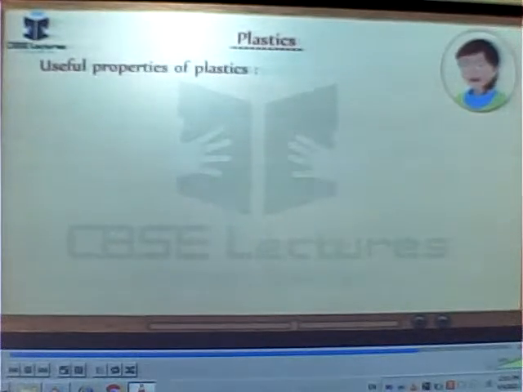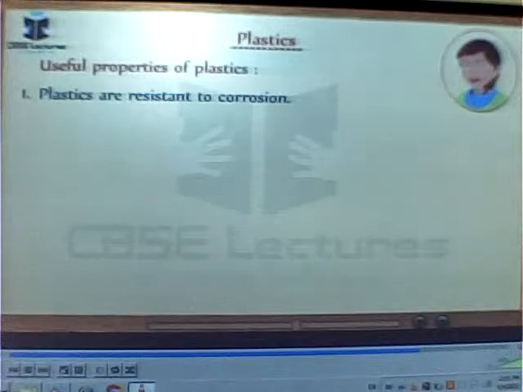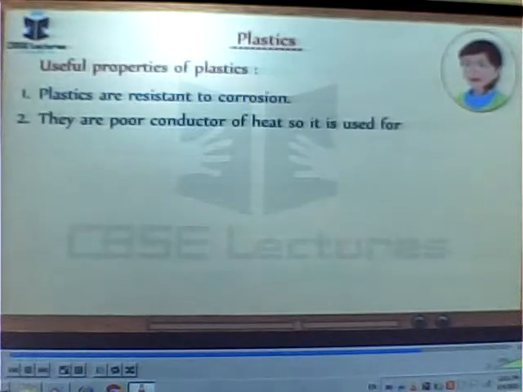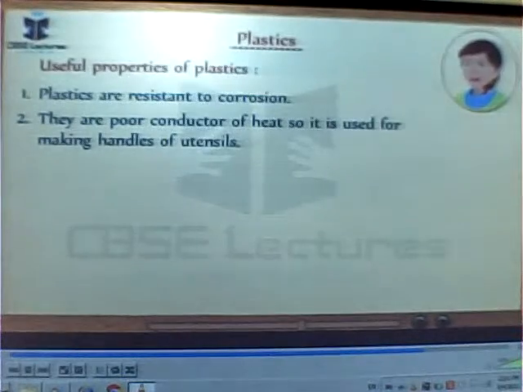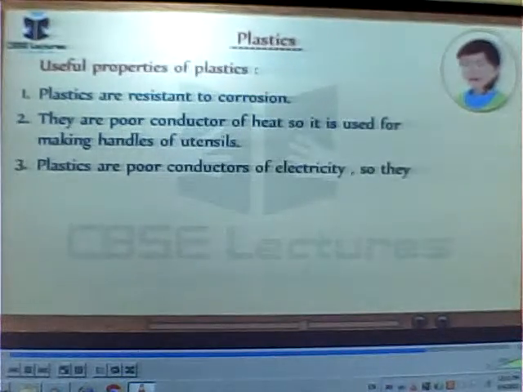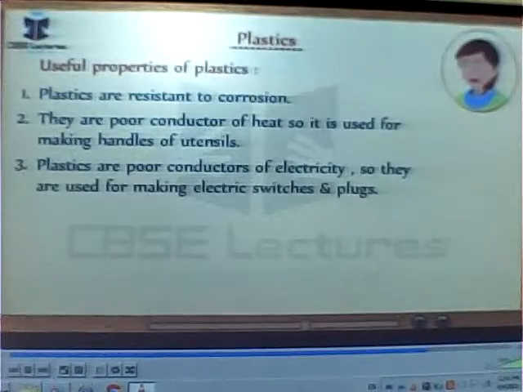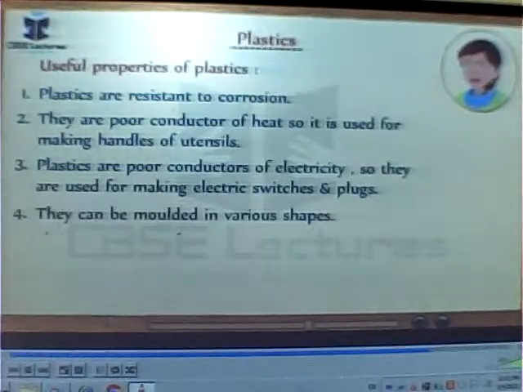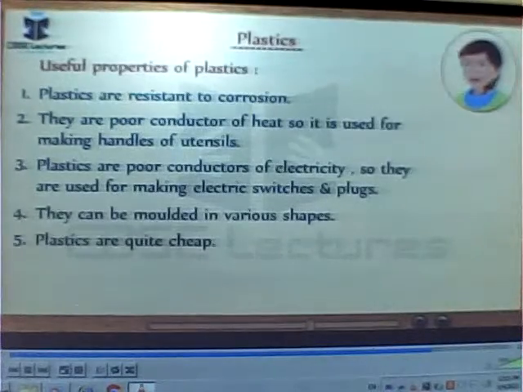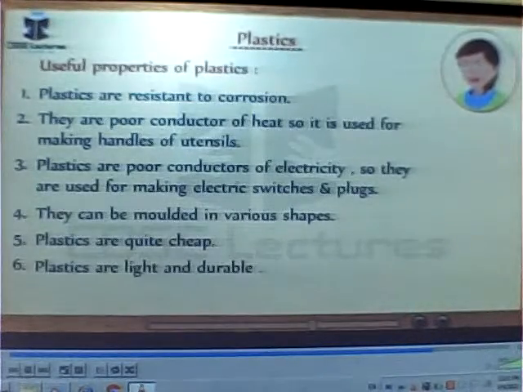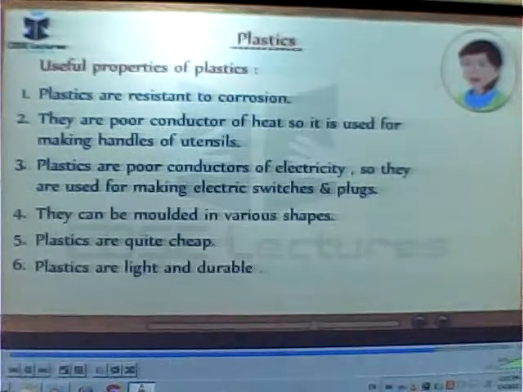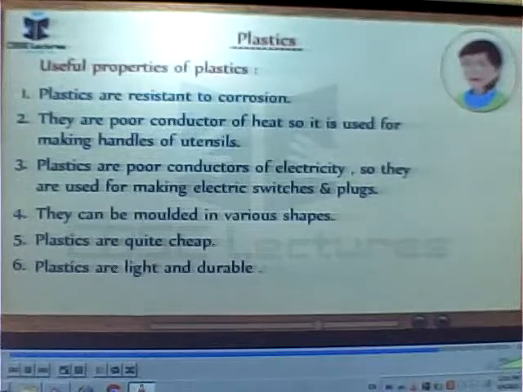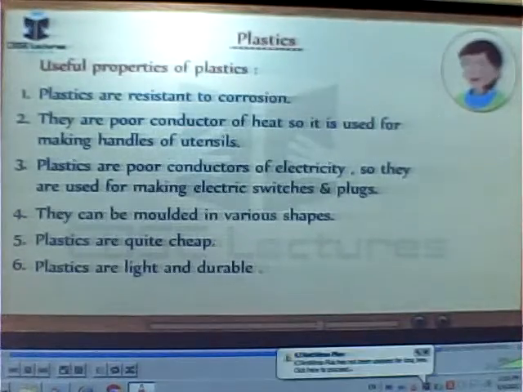Useful properties of plastics. Plastics are resistant to corrosion. They are poor conductors of heat, so they can be used for making handles of utensils. Plastics are poor conductors of electricity, so they can be used for making electric switches and plugs. They can be molded in various shapes. Plastics are quite cheap. Plastics are light and durable. Besides all these qualities, plastics are non-biodegradable substances.